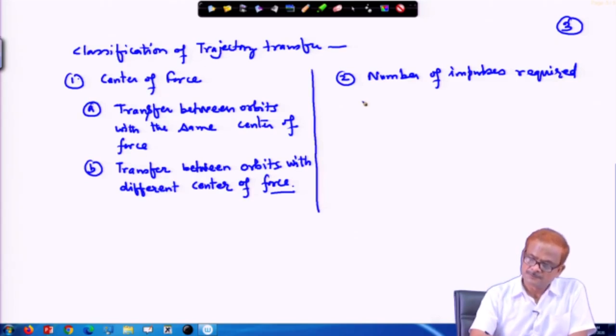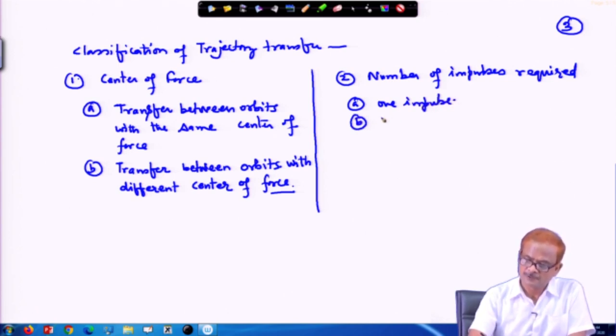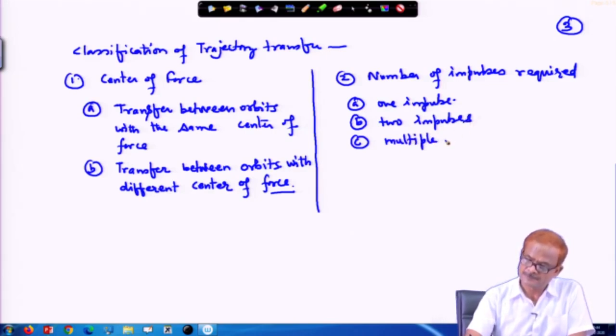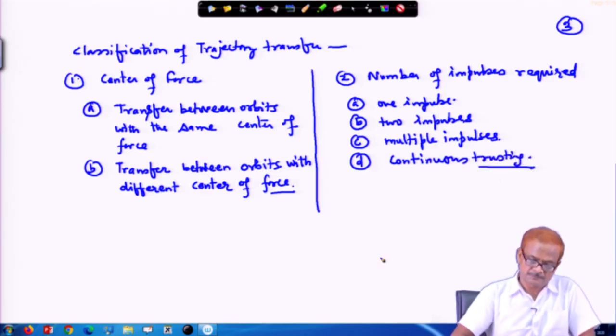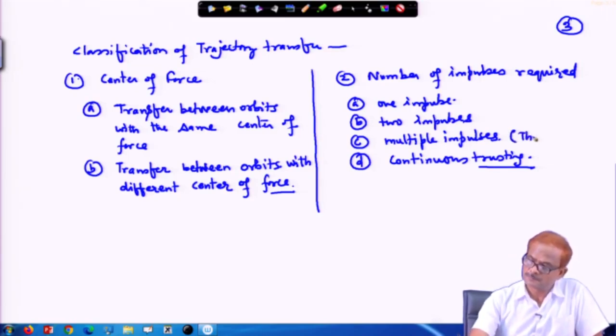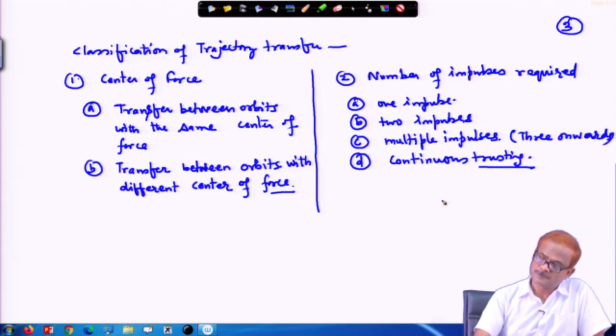Number of impulses. So, minimum one impulse required. So, one impulse, this is the minimum, two impulses, multiple or three onwards, and then the continuous thrusting. Okay, so we have all these cases.